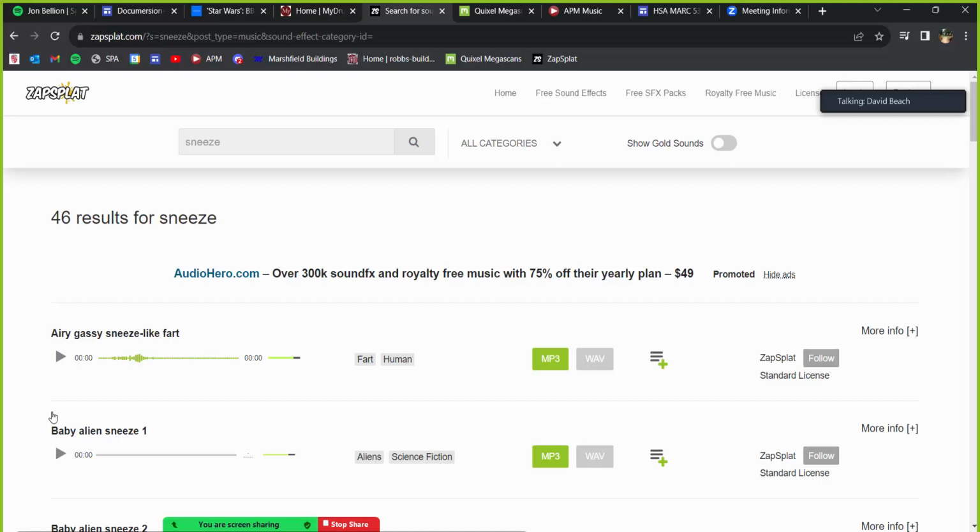Every kind of sound effect you can think of is on Zapsplat. People upload them and share them. It's free. You have to credit the sounds that you've used whenever you create a product with it. But I mean, it's got everything there.